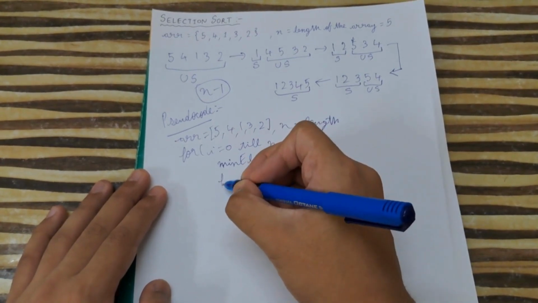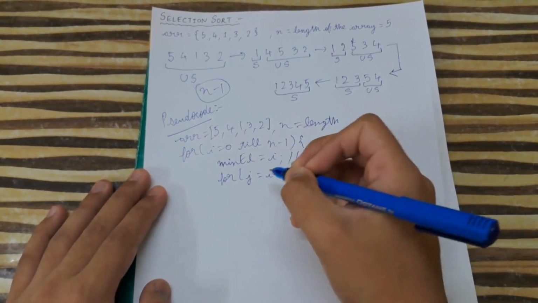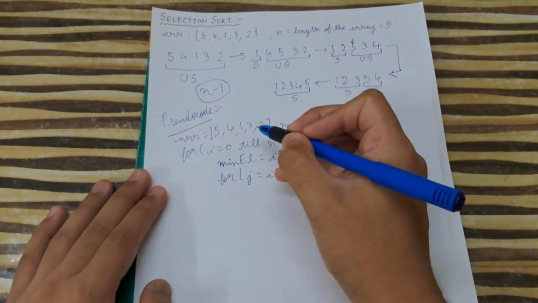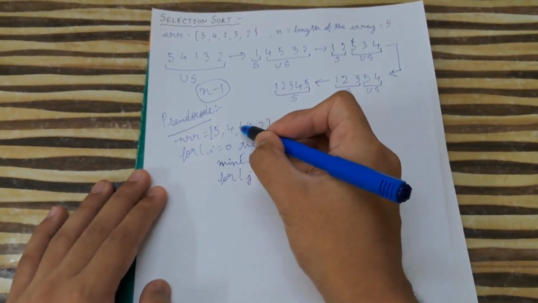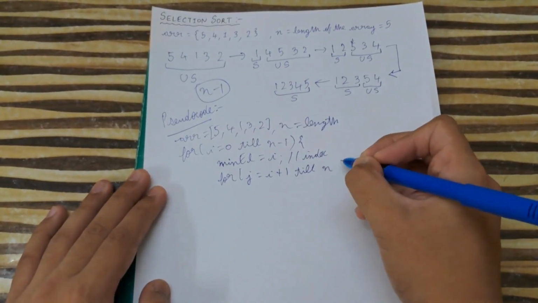Now the inner for loop will go from j equals i plus 1, that is the next element of i. So for the first iteration, if i is at 5, the j loop will go over 4, 1, 3, 2 and so on, till the complete array, till n.